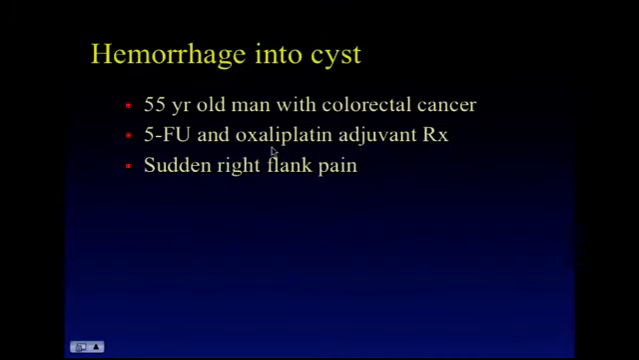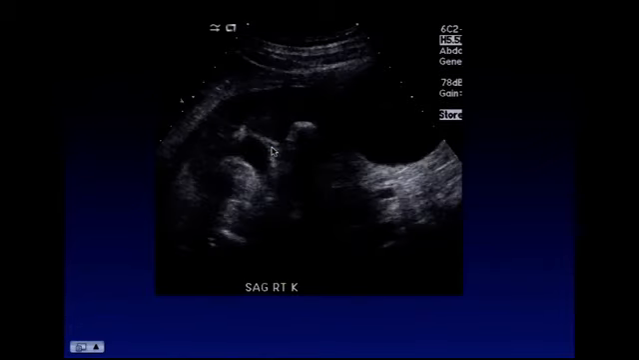We can also get hemorrhage into pre-existing cysts, not only pre-existing cancer, and this was shown in this case, a 55-year-old man with colorectal cancer on standard 5-fluorouracil and oxaliplatin adjuvant therapy, and he had sudden right flank pain. When we look at this right kidney, we can see some echogenic foci and a little bit of dilatation of the collecting system, suggesting that he's formed some stones, and he has some stones.